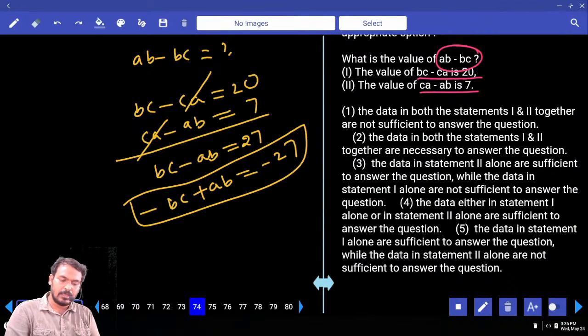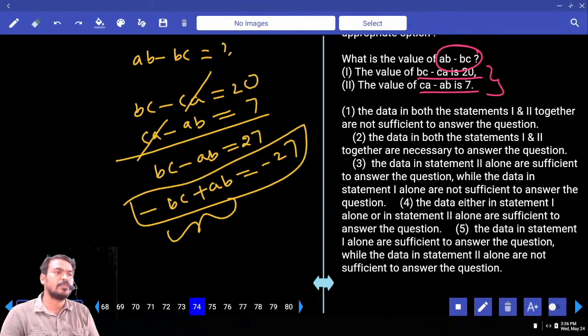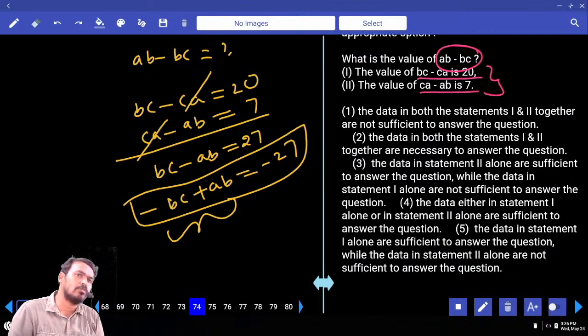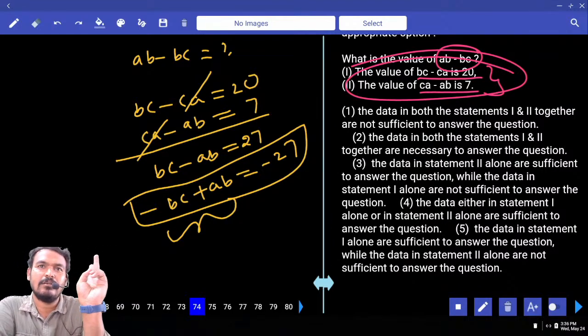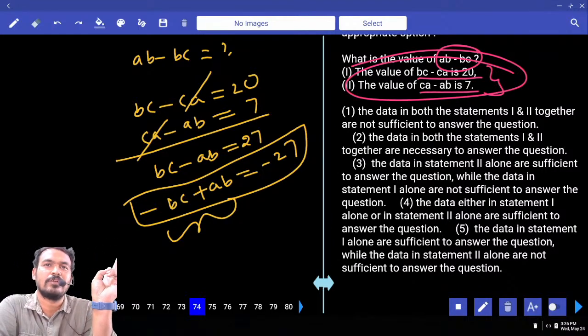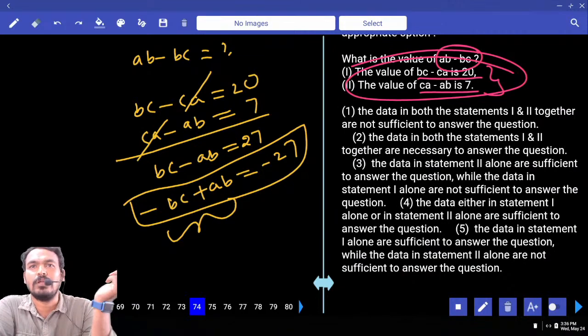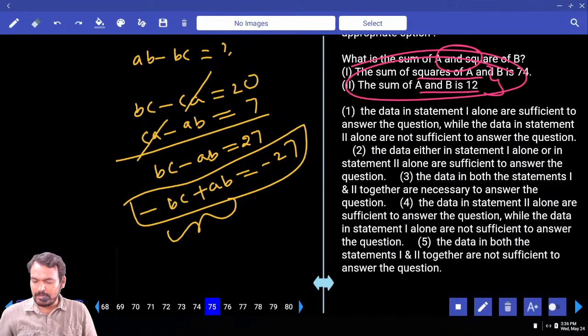AB minus BC. Left hand side it is AB minus BC, or not? Then by using both the statements we get the answer, or not? Only one alone, not sufficient. Only two alone, not sufficient. But by using both we get the answer, or not? We require two unknowns, means two linear equations are required, or only one? Two linear equations.